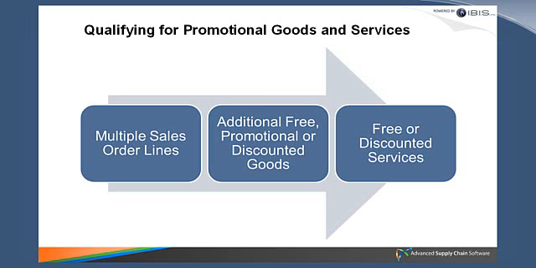Those promotional goods are additional items that are going to go onto the sales order when that sales order or those lines in the sales order qualify, as well as it can be a free or discounted service. In AX, what we're really talking about there is the charges that are applied to a sales order. So if you've got a freight charge that's calculated on a sales order, we can actually offset that with a promotion where you get free shipping if you're buying a certain amount.